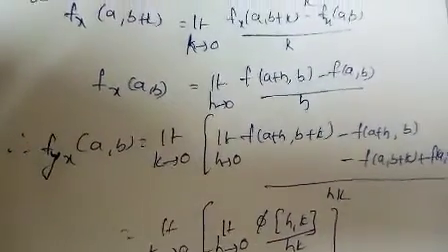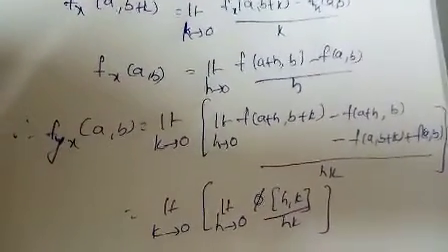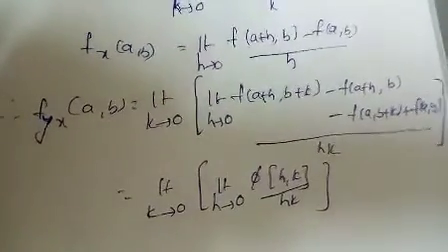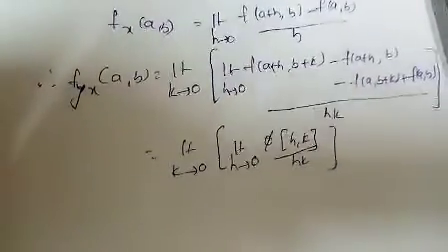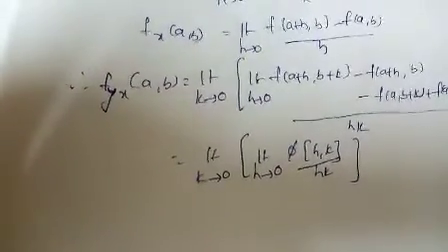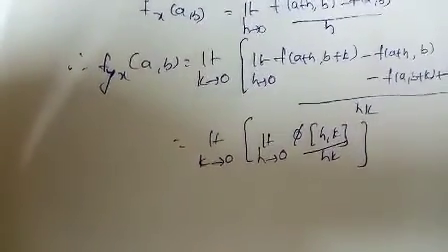So this is the equality of the given functions fxy of a comma b and fyx of a comma b. So those two are the equal functions. So this is the notes of the fxy of a comma b and fyx of a comma b.